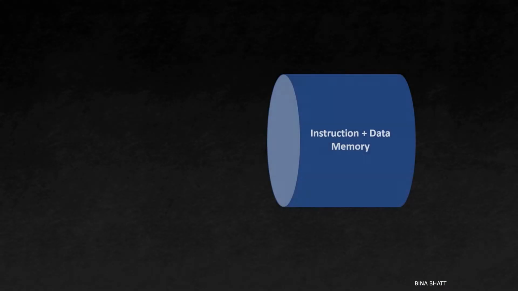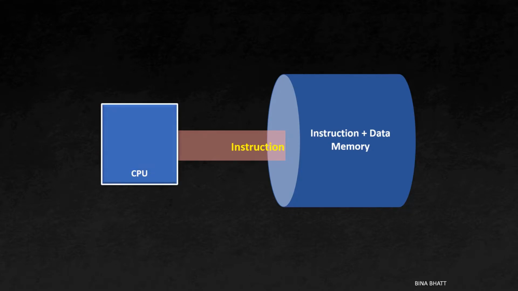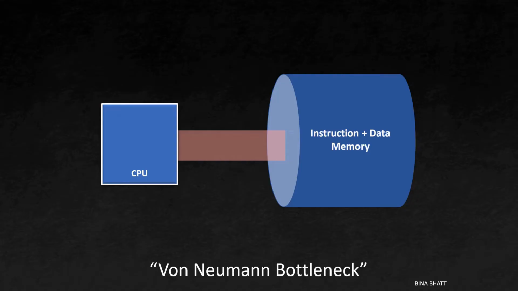This is our shared memory space, and that's our bus. At a time, either an instruction or data can pass through this bus. This is known as von Neumann bottleneck. Things slow down at the neck of the bottle. What is the consequence of this?